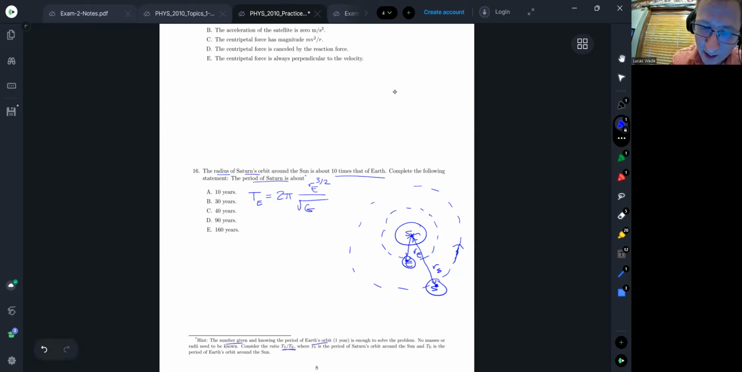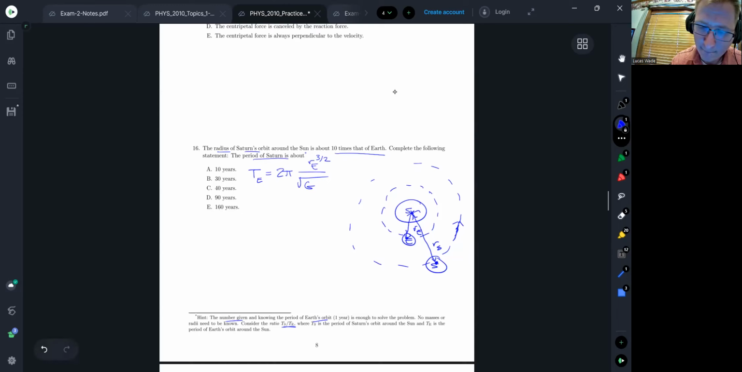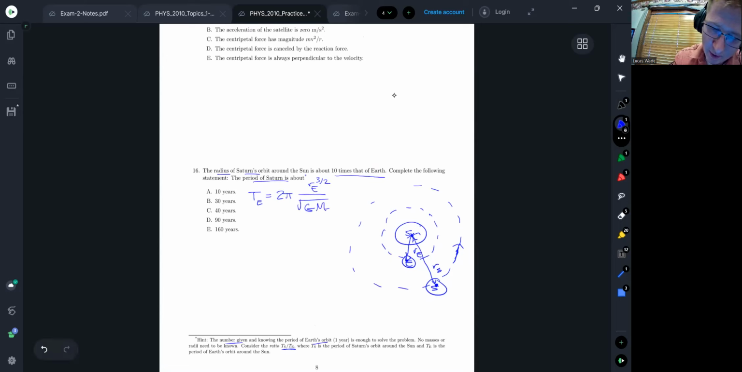Square root of G times the mass of the thing being orbited, which in this case is the sun. Earth's orbiting the sun, so we use the sun's mass, which we don't know. We could look back at those notes, but like we said, you don't actually need to know it. So let's just keep going here. If you did know it, you could do this calculation, but it would actually take you a little bit longer.